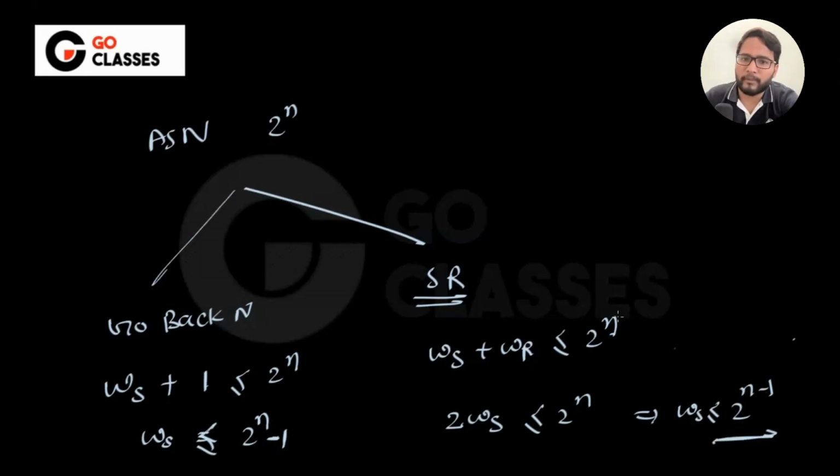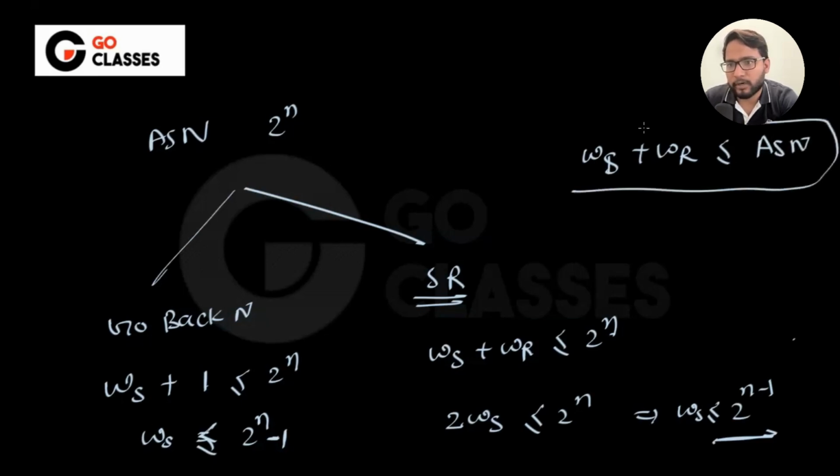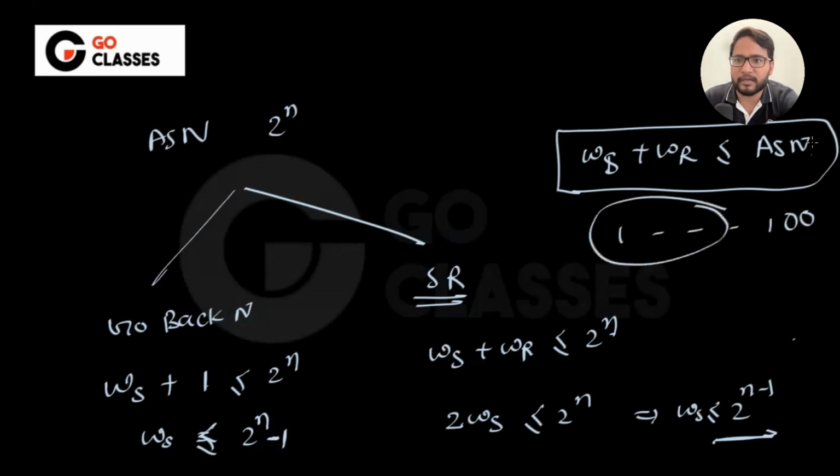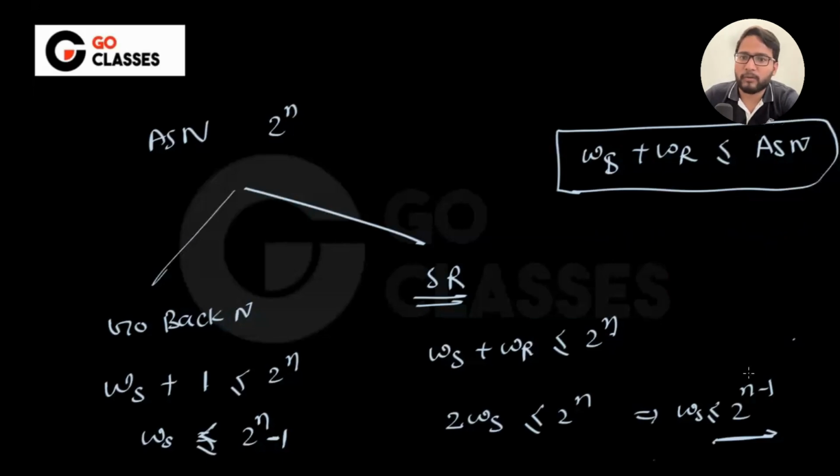You don't need to remember this. You just need to understand that in any case, WS plus WR should be less than or equal to the available sequence numbers. You need to divide the available sequence numbers into WS and WR. If you have extra sequence numbers, say 1 to 100, you don't need to divide all of them, that is fine. The available sequence numbers can be greater than WS plus WR, but they cannot be lesser than WS plus WR.